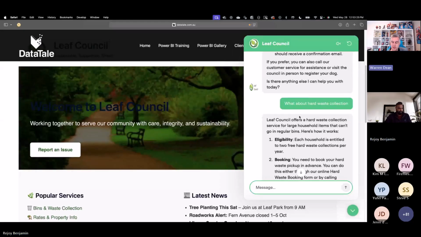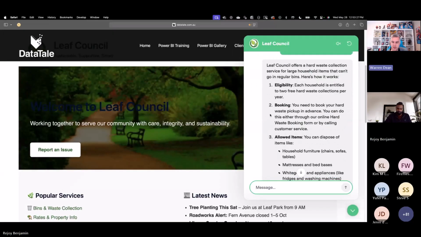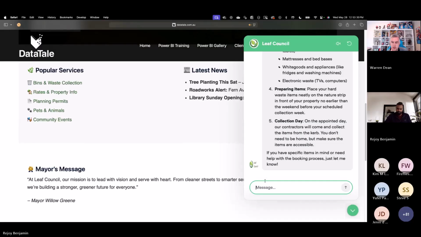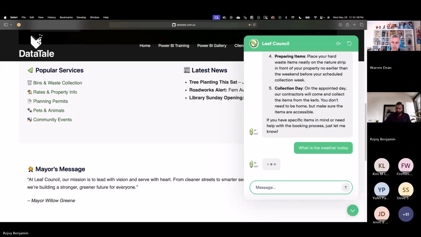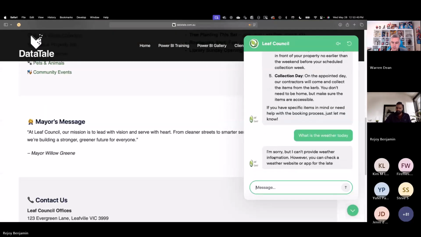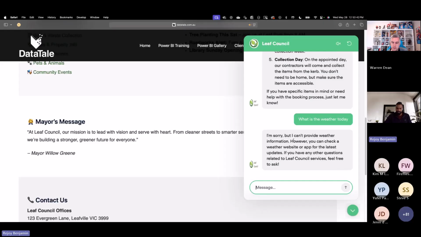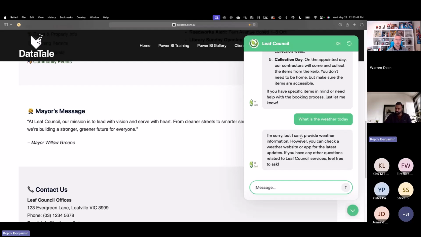So what happens, Rejoy, if you ask it something irrelevant to a council? So for instance, if I ask, what is the weather today? So you can see here, it doesn't go outside. There is a boundary in place here. It doesn't go outside of the council related information. It can't provide weather information. However, you can check the weather website or app for latest updates.